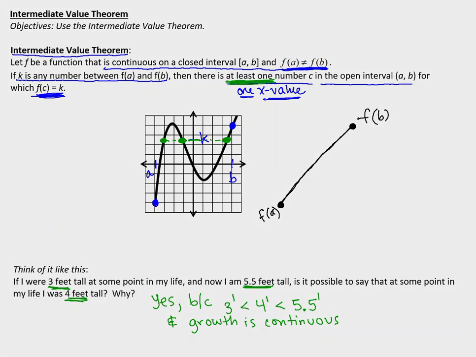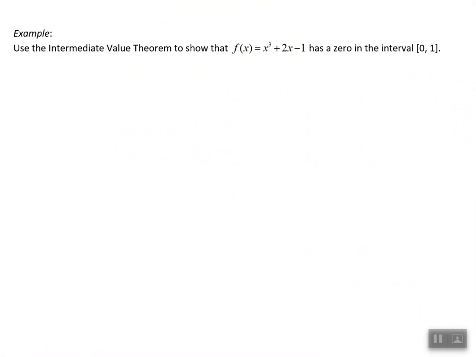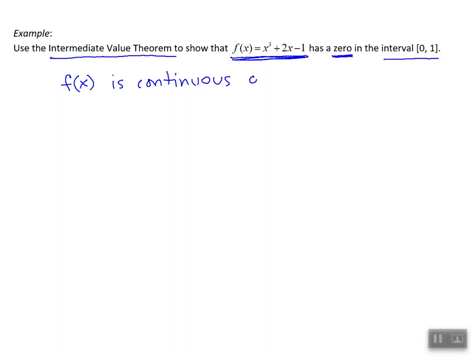Let's apply it to this function. Use the intermediate value theorem to show that f of x equals x cubed plus 2x minus 1 has a 0 in the interval 0 to 1. Well, of course, this is a polynomial. It's a well-behaved function, so we know it's continuous. We're going to state that first. f of x is continuous on the interval 0 to 1.